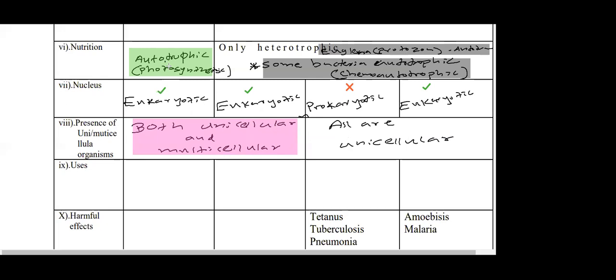Unicellular fungus there, multicellular fungus there. But when it comes to protozoa and bacteria, all are unicellular. All are unicellular. Common to both.